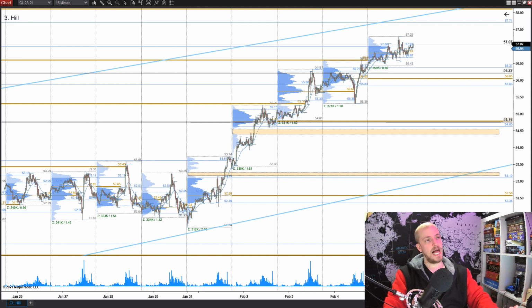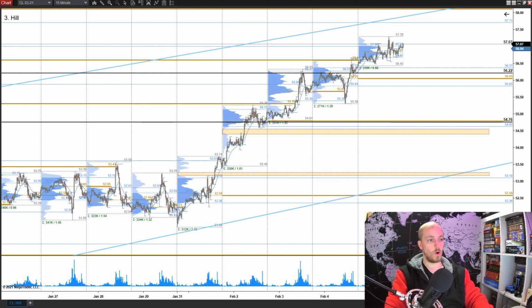Now, the gold lines, these big gold lines right here, these are previous POCs that have been untested, or what I call a naked POC. These are levels that formed. It was the point of control, if you're unfamiliar with volume profile.